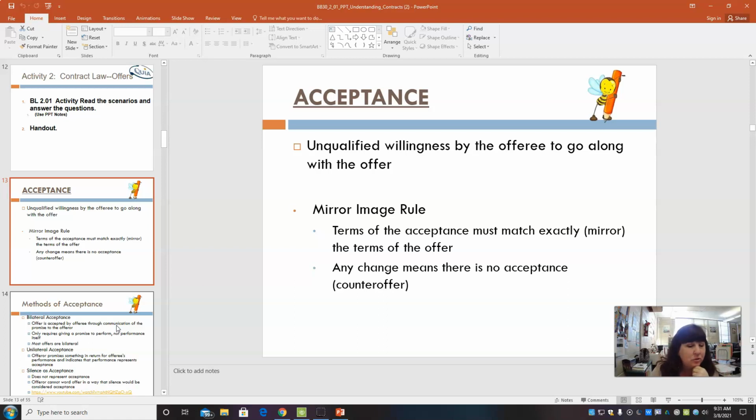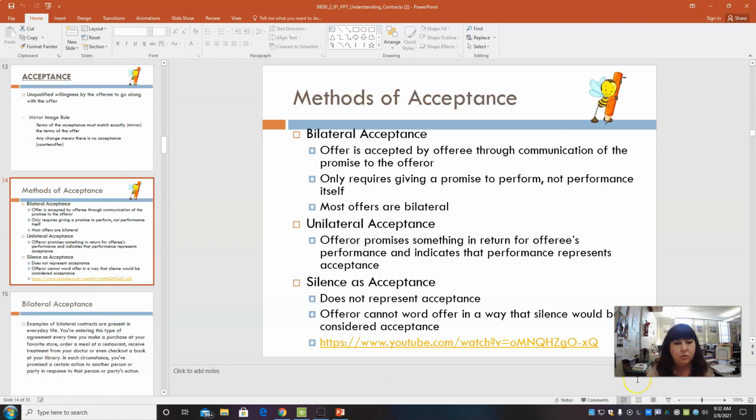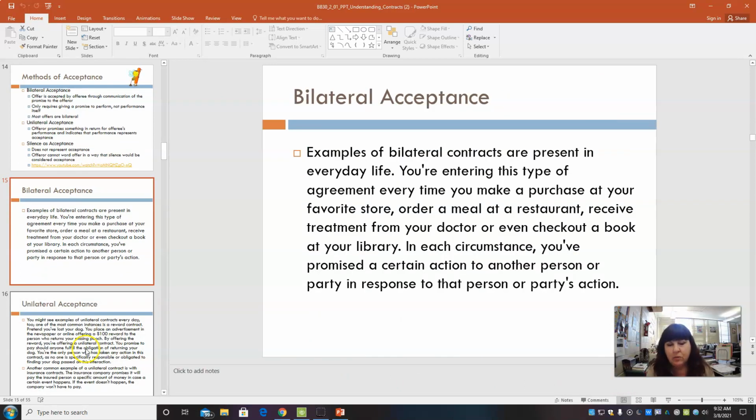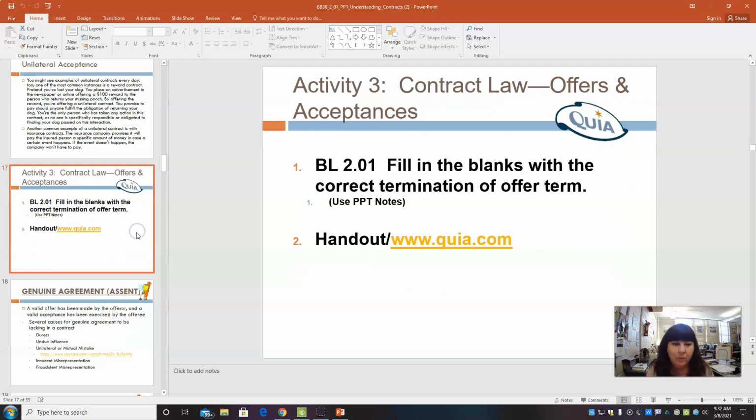And they may come back and change those terms again, because they may say, well, I'll sell it to you for $9,500. And we're trying to meet in the middle. But every time there's another offer made, it becomes a counter offer, and it replaces that original contract offer. Bilateral acceptance is when you have two parties who agree and they accept. Unilateral is when the offeror promises something in return for the offeree's performance. And then you have silence as acceptance. This does not represent acceptance, and the offeror cannot word the offer in a way that silence would be considered acceptance. It goes on and talks to you a little bit more about bilateral and unilateral.